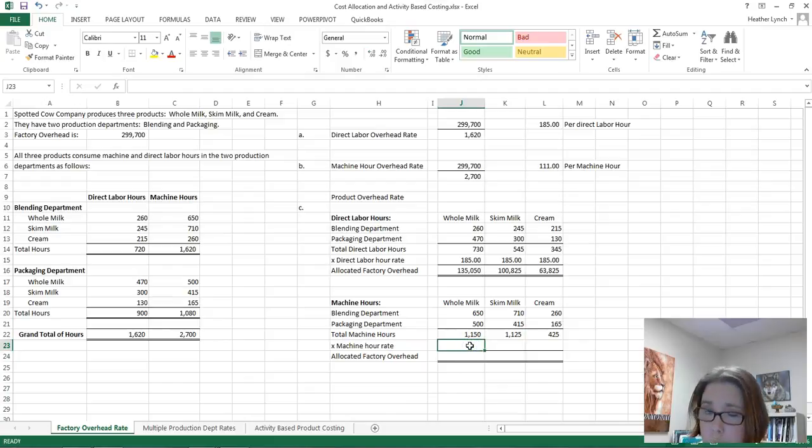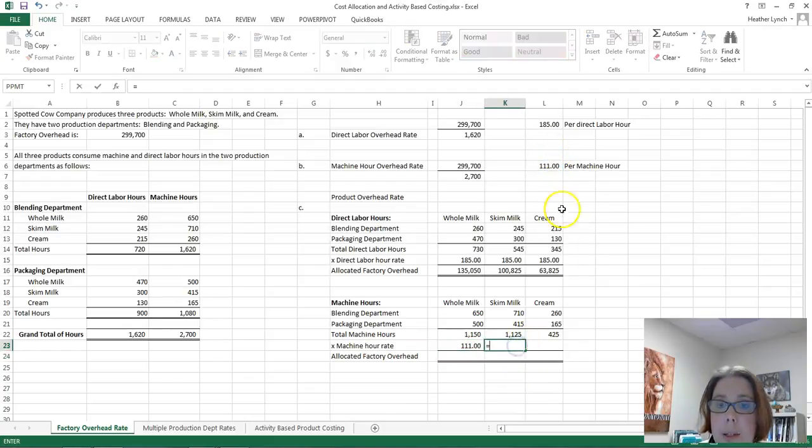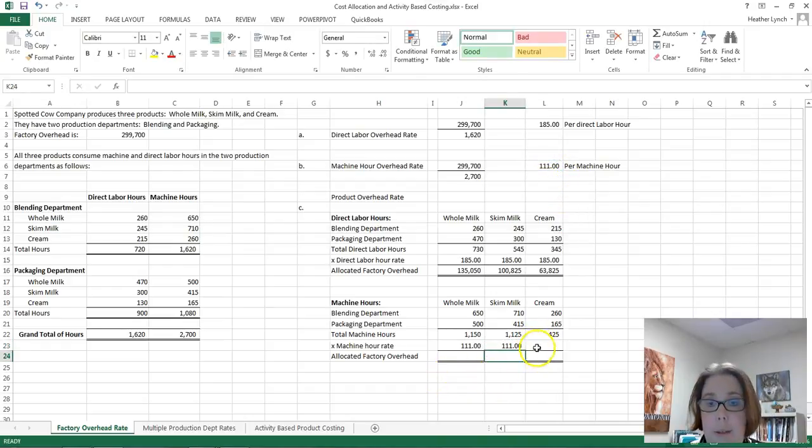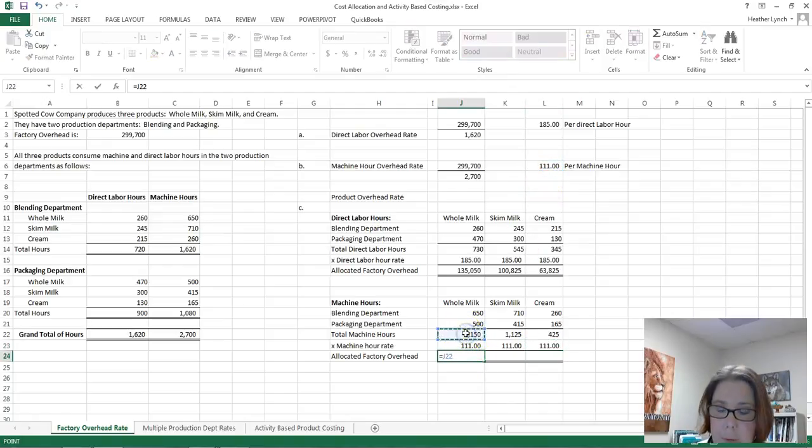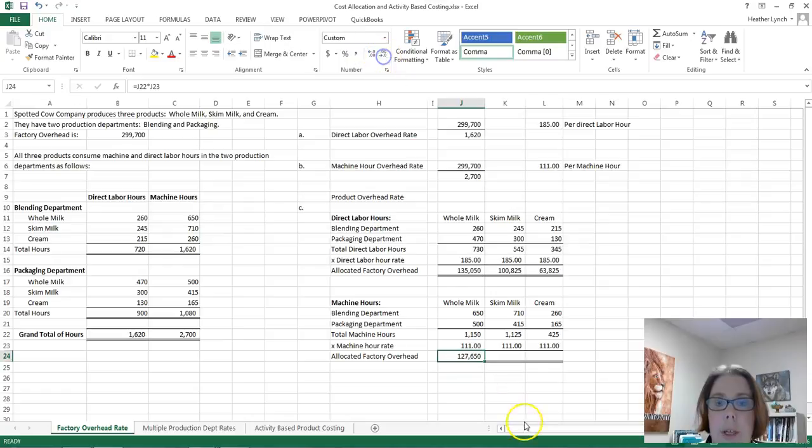So our machine hour rate is $111. That's going to go across for all three of them. You take the 1,150, you take it times the 111, bring it down, and that gives you your allocated factory overhead for each one.